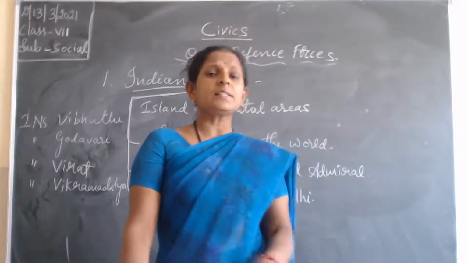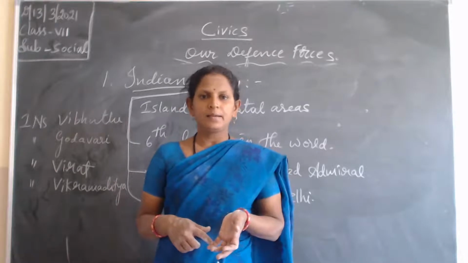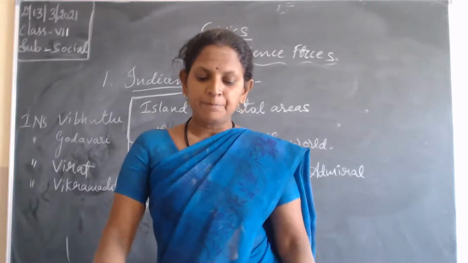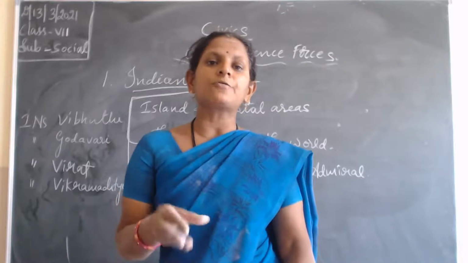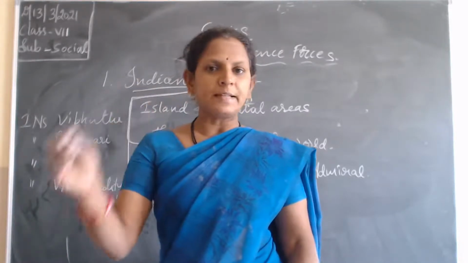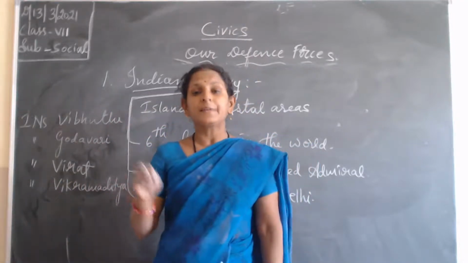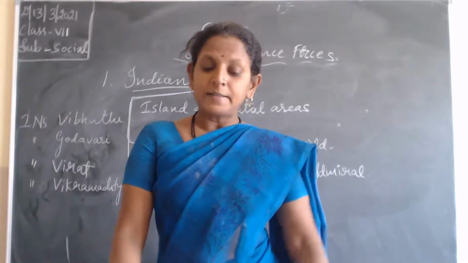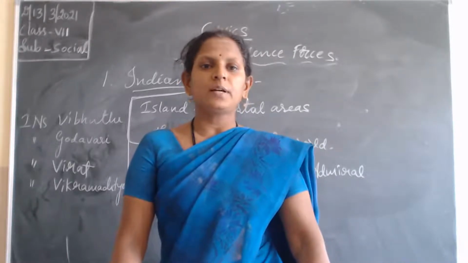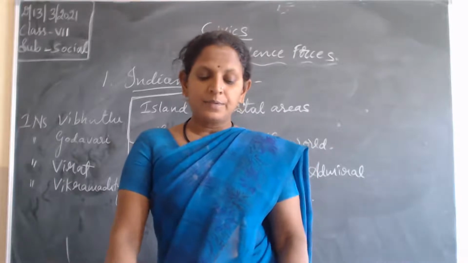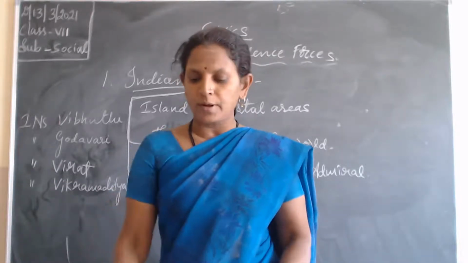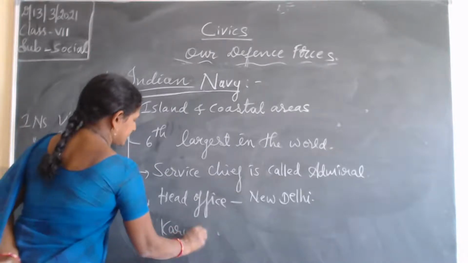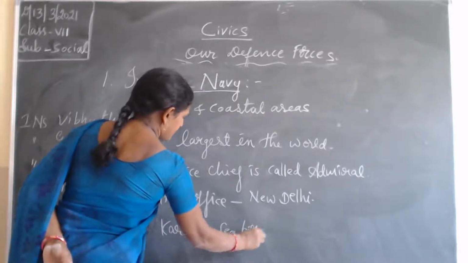Okay. Now, the naval base of the Indian Navy is known as the Seabird. Where is the head office? The army head office is in New Delhi, isn't it? The Navy's head office is also in New Delhi. But the naval base of the Indian Navy is situated where? It is in Karwar, in Uttara Kannada district. You know that, isn't it? That is also known as the Seabird.